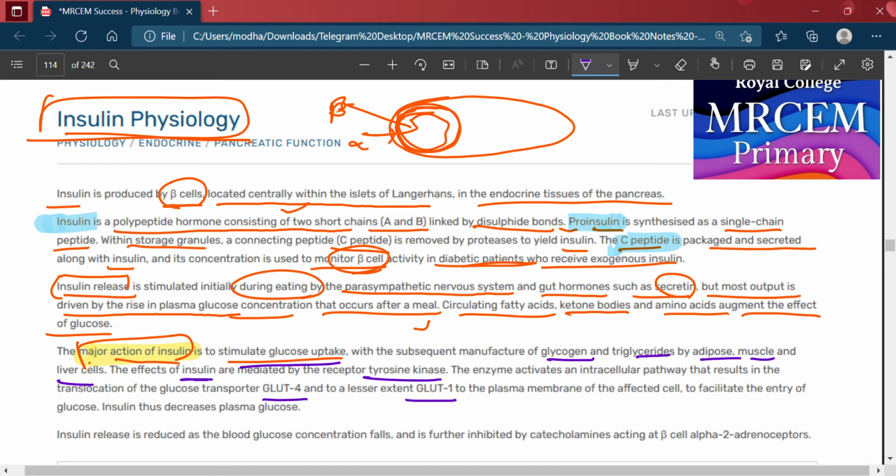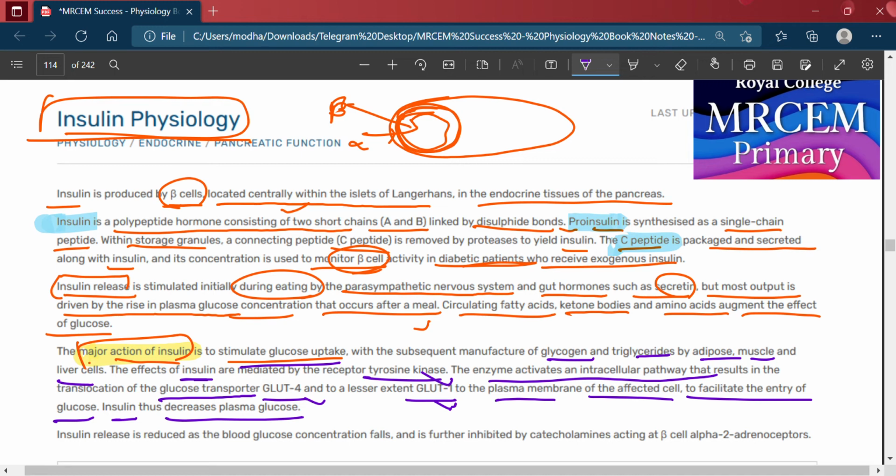The effect of insulin is mediated by the receptor tyrosine kinase. The enzyme activates the intracellular pathway that results in the translocation of glucose transporter GLUT4 and GLUT1 to the plasma membrane of the affected cell to facilitate the entry of the glucose. Insulin thus decreases the plasma glucose.